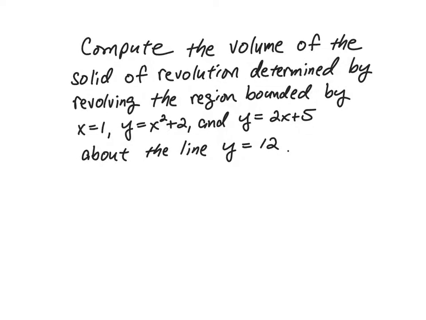Hello students. In this video we're going to compute the volume of a solid, and that solid is created by revolving a shape around a horizontal line. In this case, the shape is determined by the region bounded by the vertical line x equals 1, the parabola x squared plus 2, and the line 2x plus 5. And then we're going to revolve that around the line y equals 12.